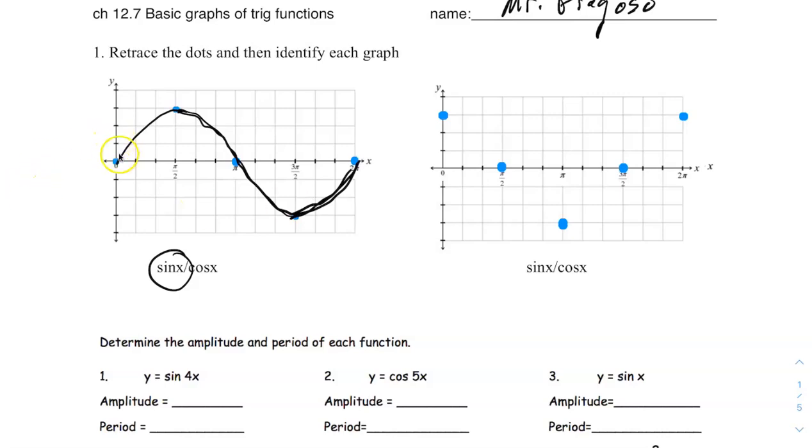Again, I always start with, okay, first point, last point, midpoint. Halfway between these 2 points is my max. Halfway between these 2 points is my min. Then you go to, this is a cosine graph. It starts at the amplitude.